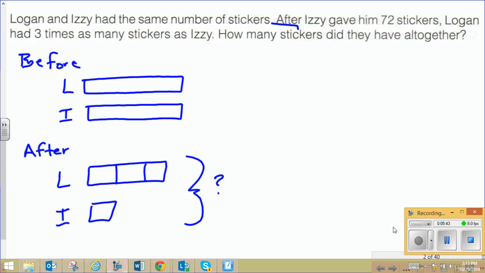Now, our question wants to know, how many do they have all together? When we look at our after bars, we have to reflect back to our before and ask ourselves, how many of Logan's parts would need to return to Izzy's bar to have them be equal? So if we have 3 parts for Logan and 1 part for Izzy, that tells me that one of those parts is worth the 72 stickers that Izzy gave away. Because if we move 1 part back to Izzy, Logan and Izzy have the same number again.